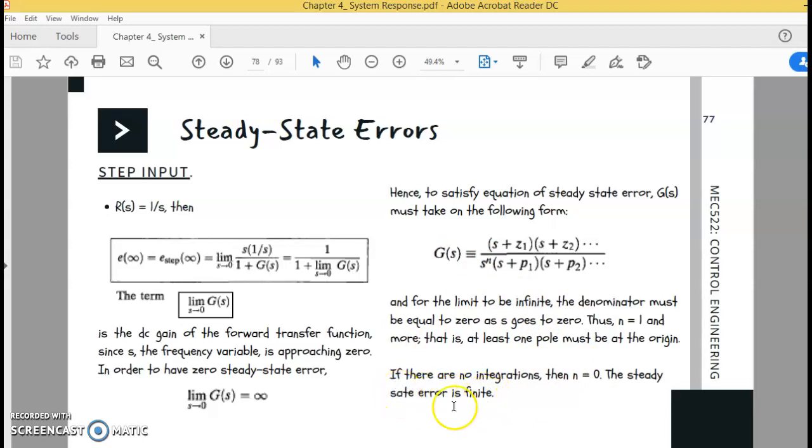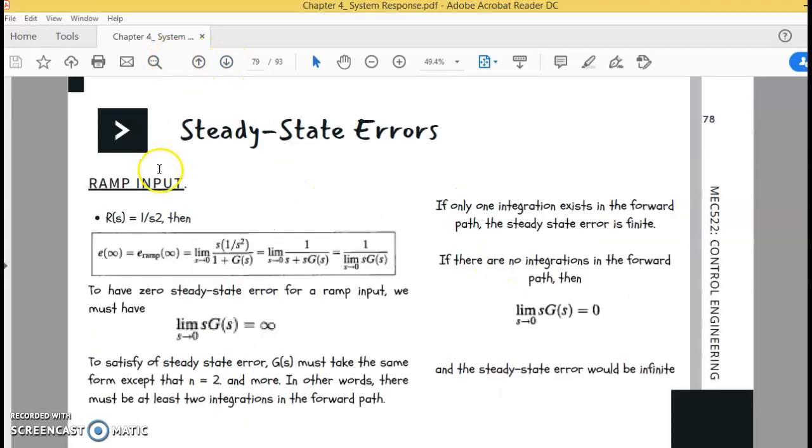Okay, so maksudnya kalau kat sini n equal 0, so maksudnya dia infinity, dia ada value lah, so dia tak boleh jadi 0. So nak pastikan step input ni 0, so mesti n equal 1 and more. Okay, next for ramp input. So we just replace R by 1 over S square. Okay, so you cancel here, and then lastly you can get limit S approaches 0.